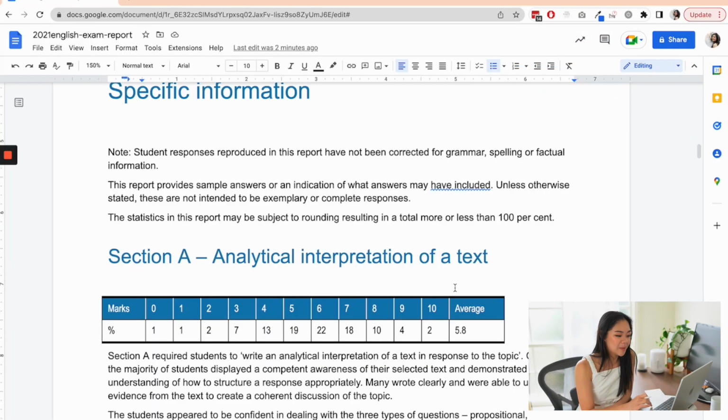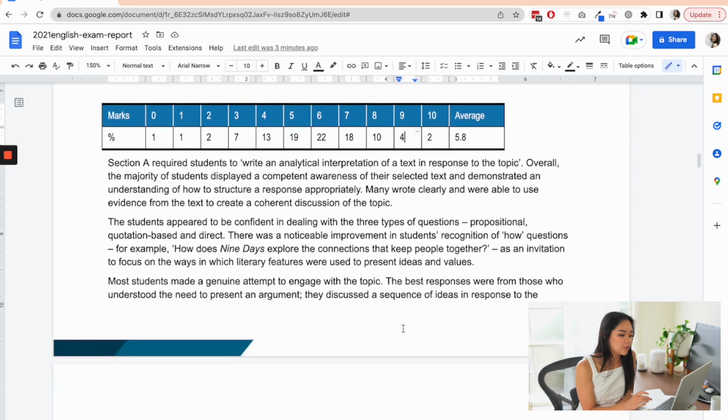I love looking at the examiner's report because underneath each section, you can actually see how people have scored in terms of percentage. You can see here that most people actually score 6 out of 10. And then as you go higher, fewer people achieve those higher marks.